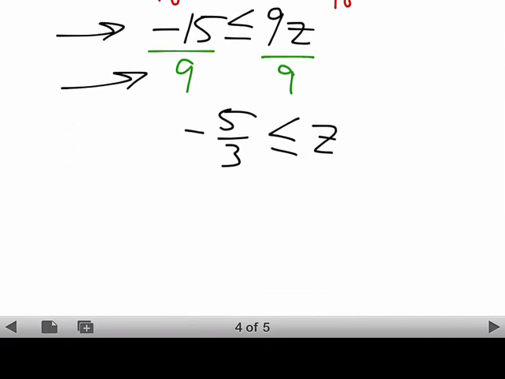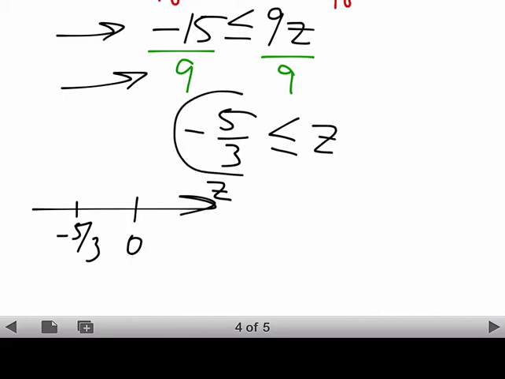Now we're not used to having the variable on the right-hand side. Let's see what happens on a number line here. Going to label the number line z, put a 0 for orientation, and my negative 5/3. And if negative 5/3 is less than z, or equal to, but if negative 5/3 is less than z, then z must be bigger than negative 5/3. So I'm going to use a square bracket that opens to the right.